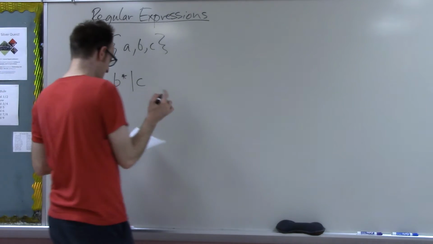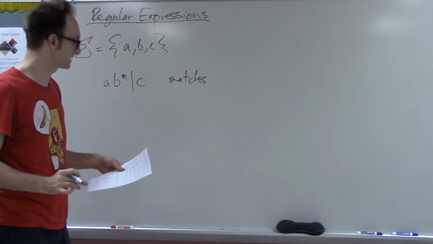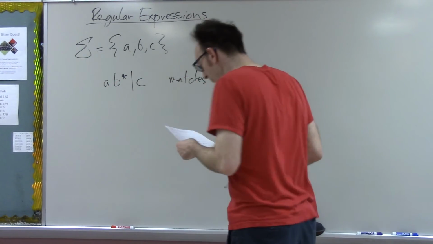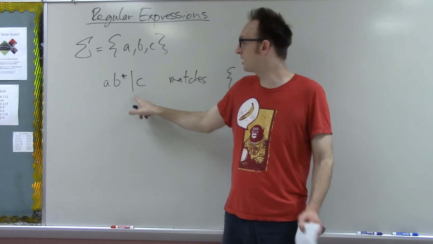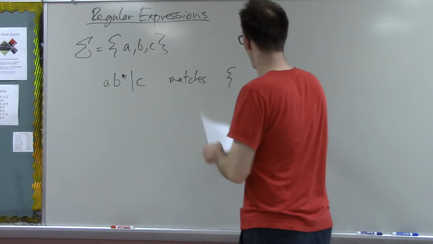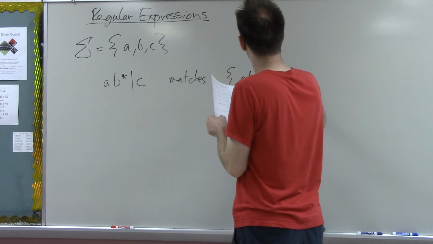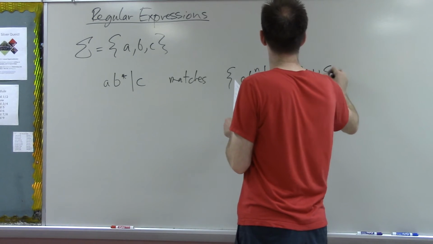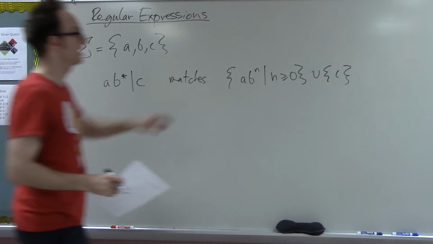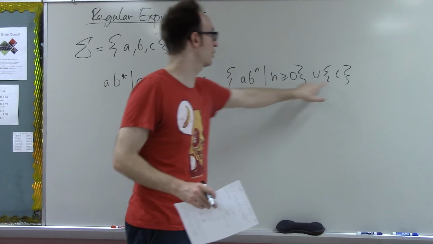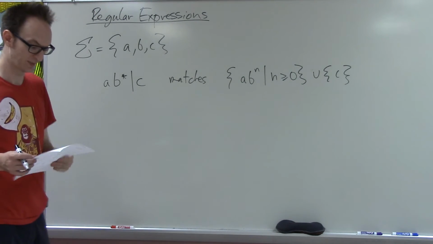Okay? So the phrase to use is matches substrings of the form where there's an A followed by some number of B's, or there's a C. And so we have the following strings, A B to the N, where N is greater than or equal to 0, and together with the string C. So any string in this set or this set, so this is the union of these two sets, is a string which will match this particular regular expression.